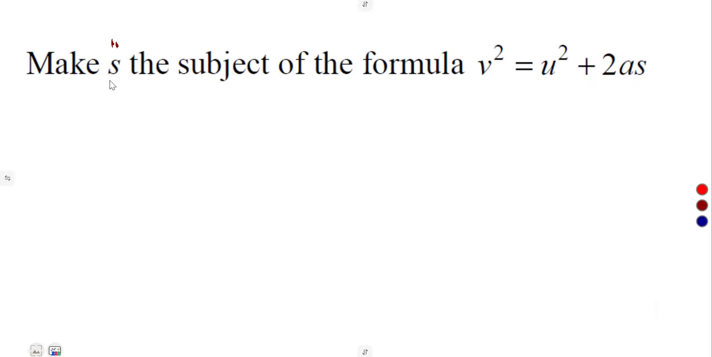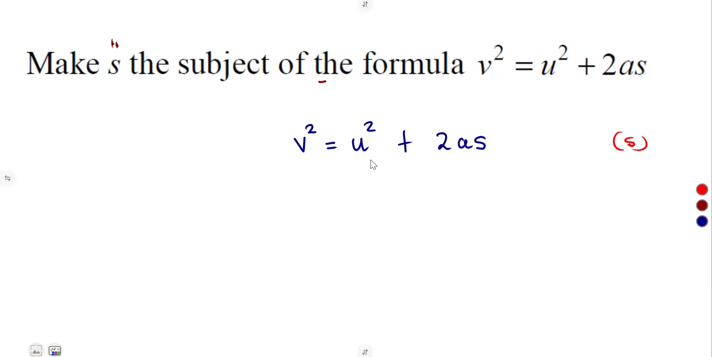All right. Make S the subject of the formula here. S is the one that we want, where we are given V squared is equal to U squared plus 2AS. The letter to be the subject is the letter S.